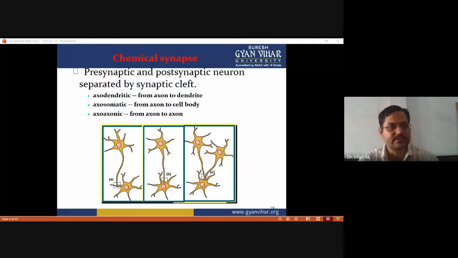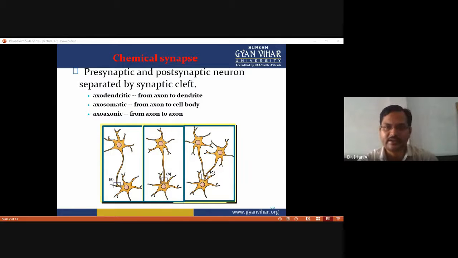there are three different types of synapse, and as you can see in the figure, there is a presynaptic neuron, which sends information, and a postsynaptic neuron, which collects information from the presynaptic neuron. So on the basis of location, as you can see in this figure, three types are possible. First is axodendritic, second is axosomatic, third is axoaxonic.